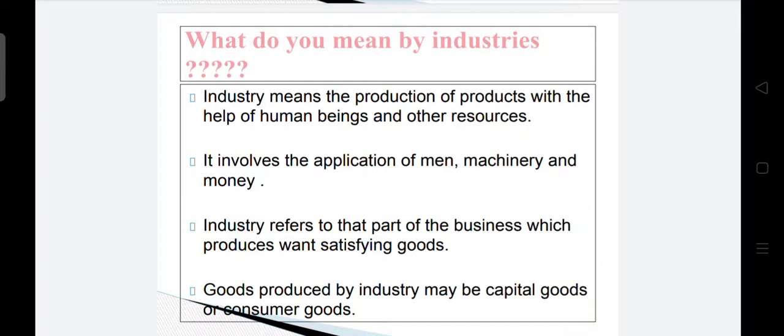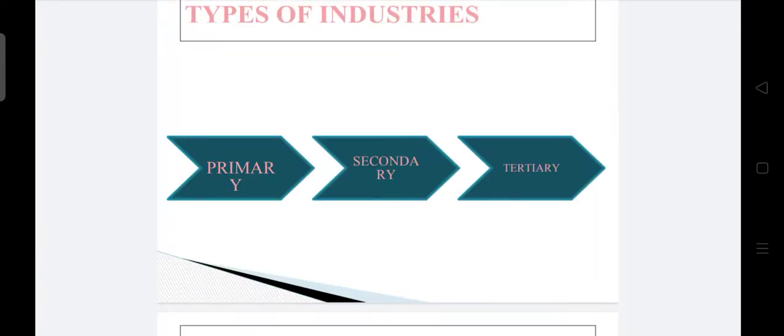Industry refers to the part of the business which produces want-satisfying goods. So industry is a business from where we get our goods, so human wants are fulfilled. Goods by industry may be capital or consumer goods. Now we have three types of industry: primary, secondary, and tertiary.